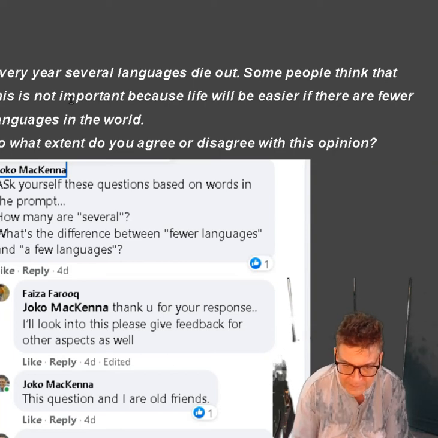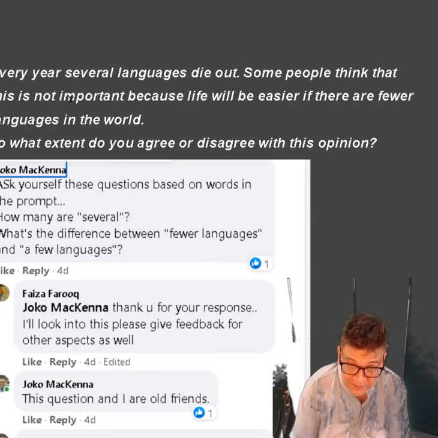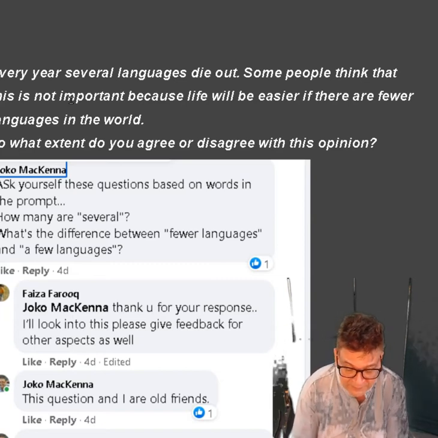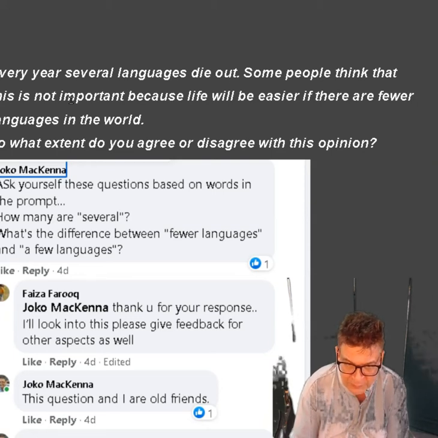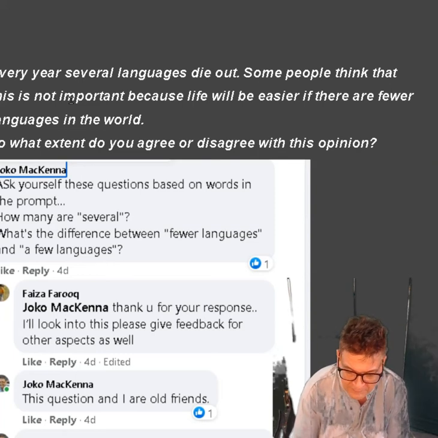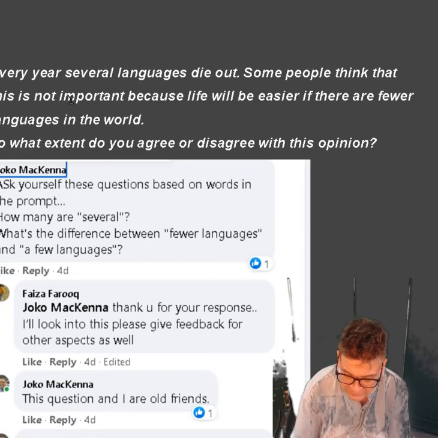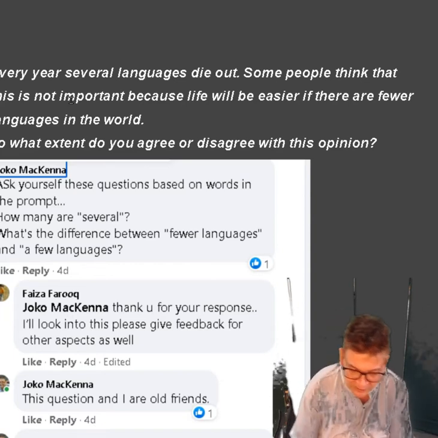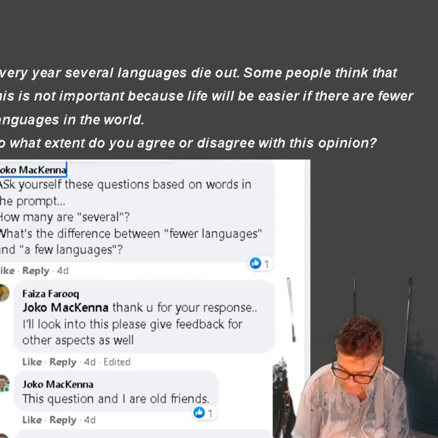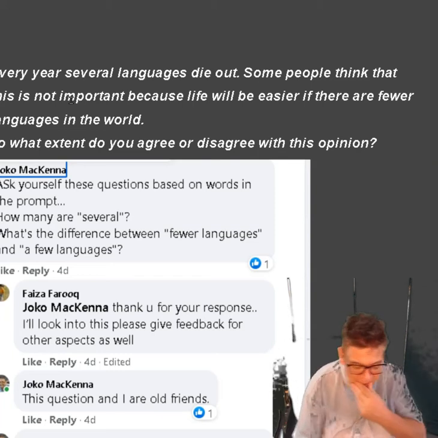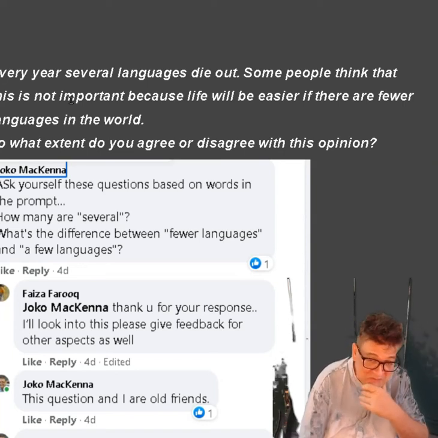So when they say several languages die out, some people think that this is not important because there's not many of them. But if they believe that life will be easier if there are fewer languages in the world, well, those people who say that aren't understanding how obscure these languages are. Obscure meaning rarely used. Now, it is true that larger languages have died out, but you wouldn't notice. You really wouldn't.